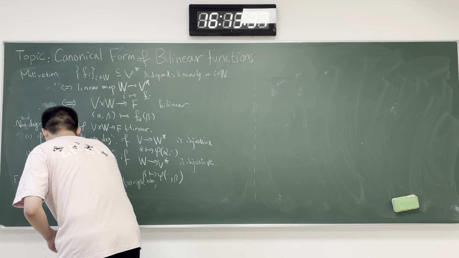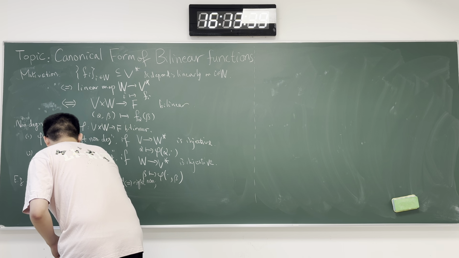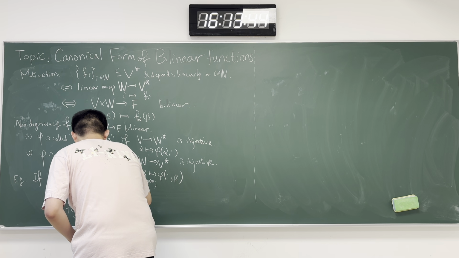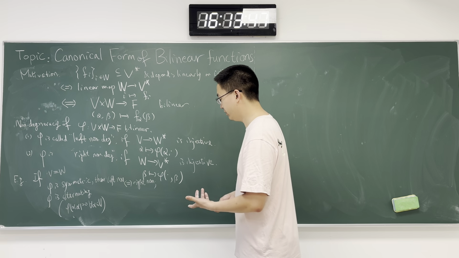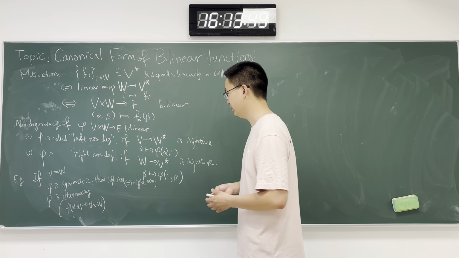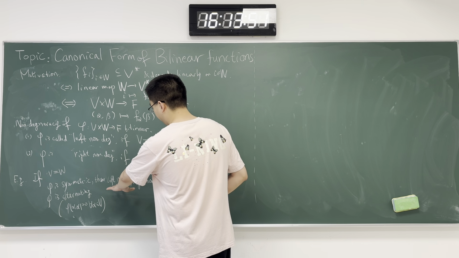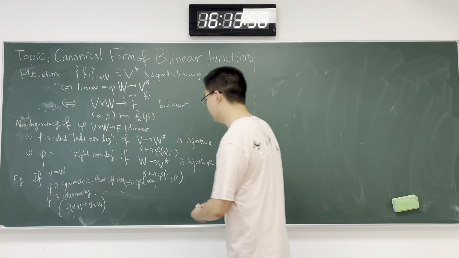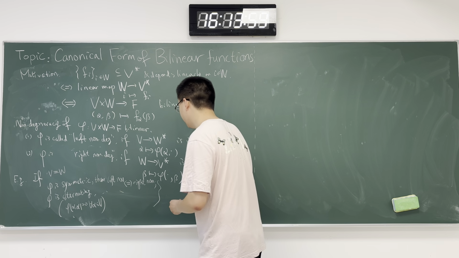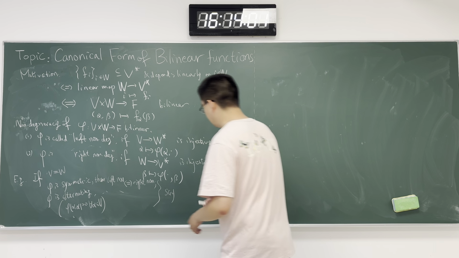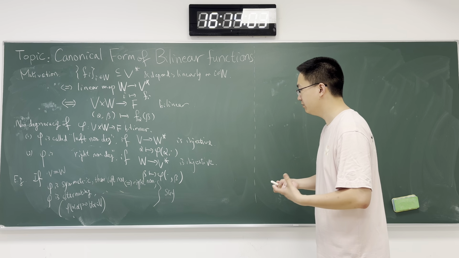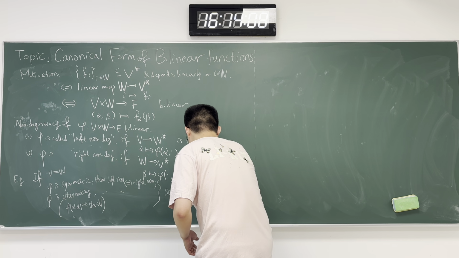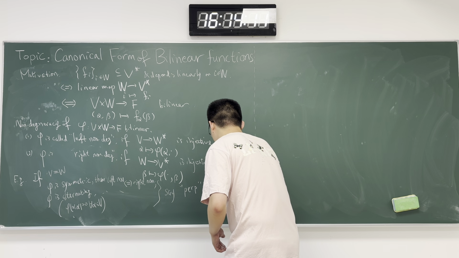And of course, when Phi is alternating, meaning that Phi alpha alpha is 0 for any alpha, then in particular such a Phi must be antisymmetric. But antisymmetric doesn't change the left or right non-degeneracy, so the same thing holds. And in this case, we will say that the perpendicular relation defined by Phi is symmetric.